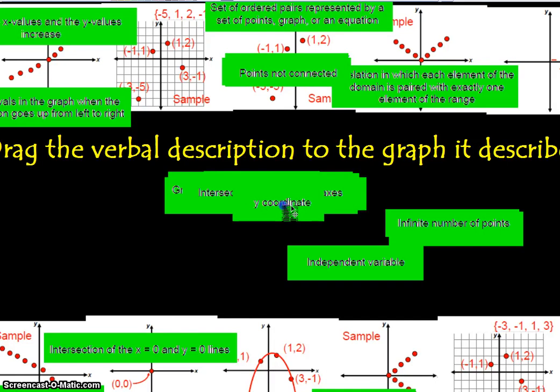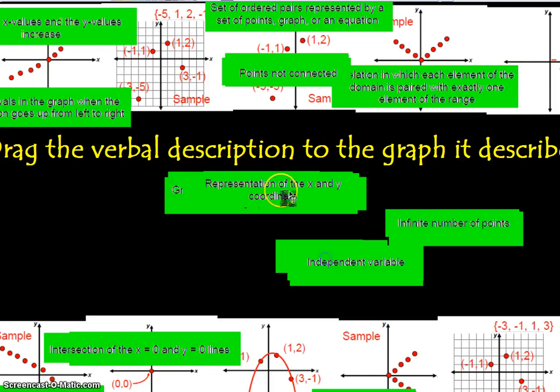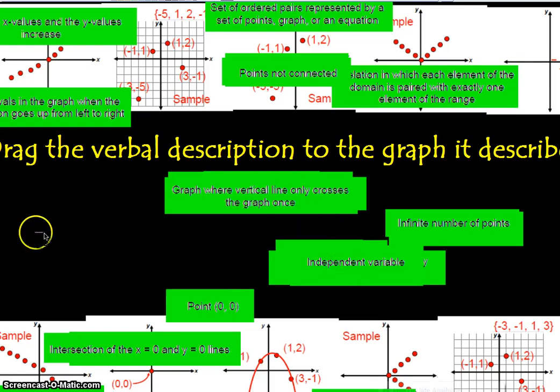Your y coordinate is going to be the y value of each point. Intersection of the x and the y axes are going to be the origin. X coordinates, the first number in a point. Dependent variable is the y. It is the word, the letter actually, of what you're finding. Points are written as x comma y. 0, 0 is your origin.